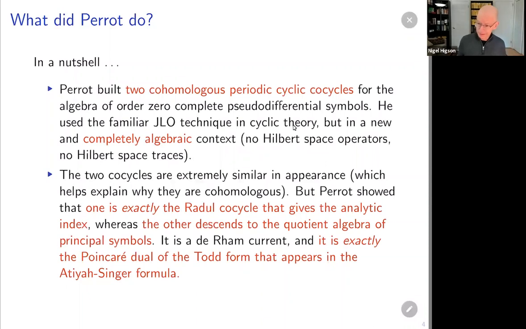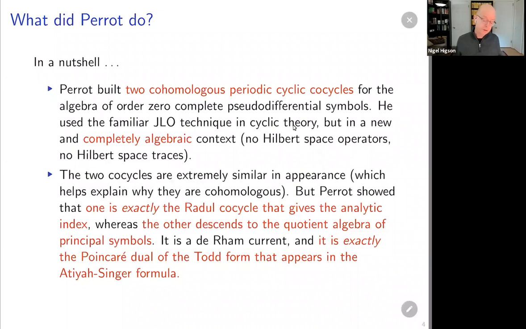On the other hand, if you calculate the other one, which is what I'm mostly going to be concerned about today, what you find is exactly a current, a de Rham current. So this cocycle is actually just a de Rham current, and it's the Todd class, or the dual of the Todd class, the Poincare dual.